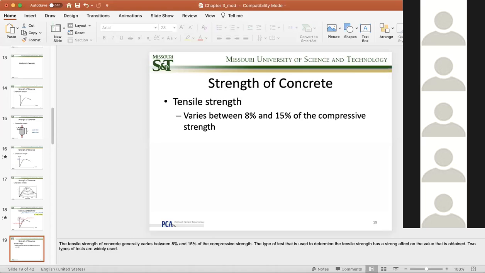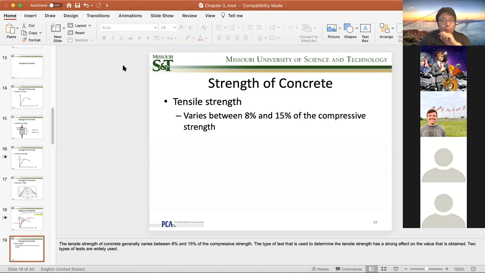The tire pressure for your car is about 30 to 40 psi, right? If you have checked your tire pressure, it's 32-ish, something like that. So 400 is roughly 10 to 15 tires. Why am I saying these numbers? Because I want you to know that the tensile strength of concrete is very, very low. I gave you a comparison.